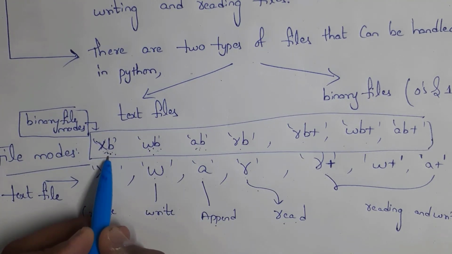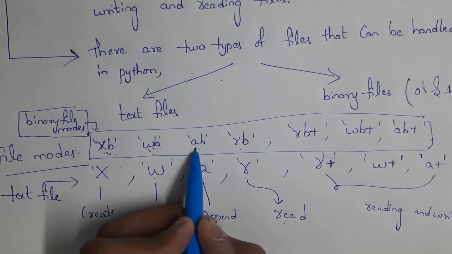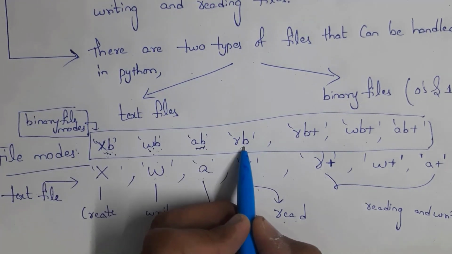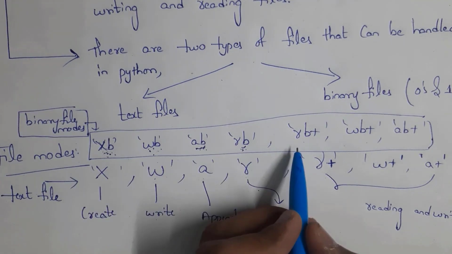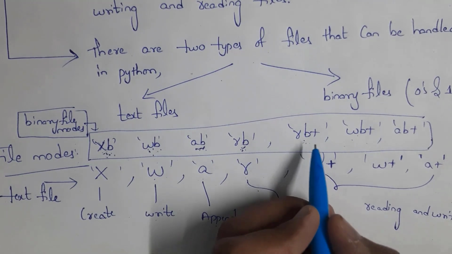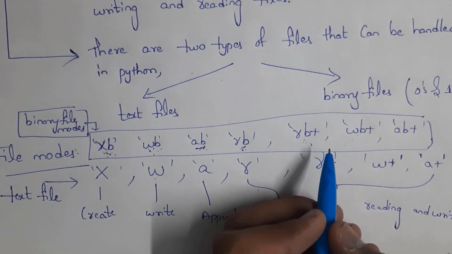And for binary files, we use the following modes, where XB stands for create binary. This mode is used to create a binary file. And WB stands for write binary. If you want to add binary data into your file, you need to use write binary mode. AB stands for append binary. AB mode is used to append binary data into your file. And RB stands for read binary. We use this mode in order to read binary data. Read binary plus, write binary plus and append binary plus: we use these modes in order to read binary data and as well as to write binary data.